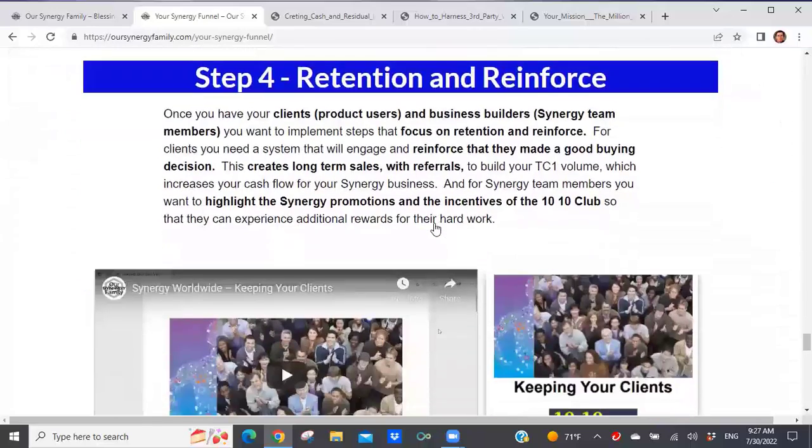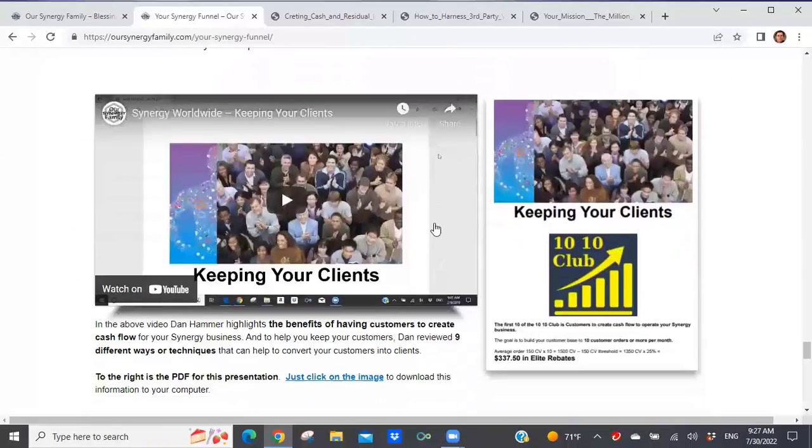And then step 4, retention and reinforcement. How do you keep your clients? Again, we had a Saturday presentation to give you other techniques that you can use, that once you've got customers and distributors, how can you continue to stay engaged with them so that they are long-term customers who become clients?